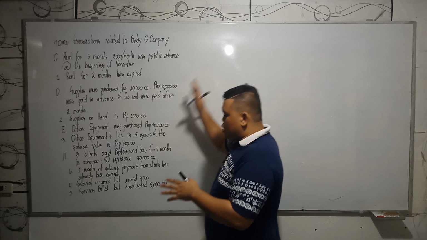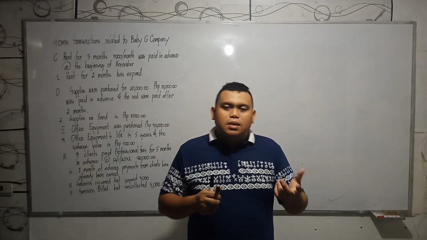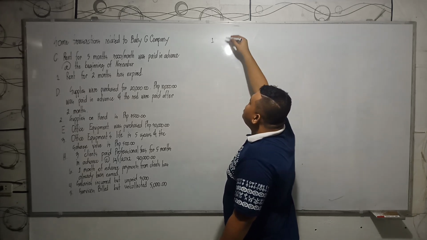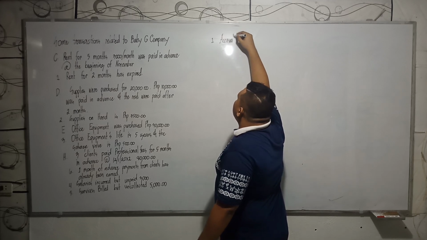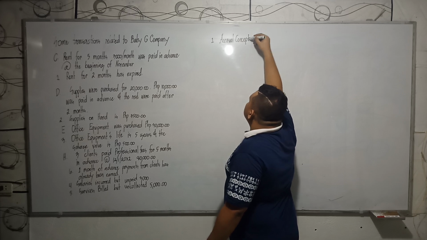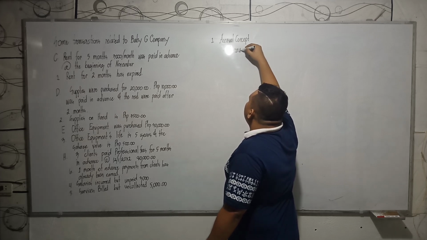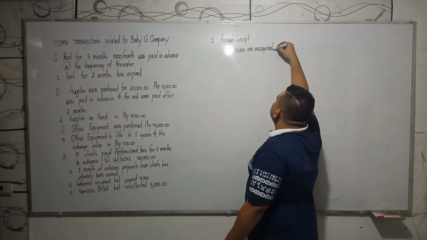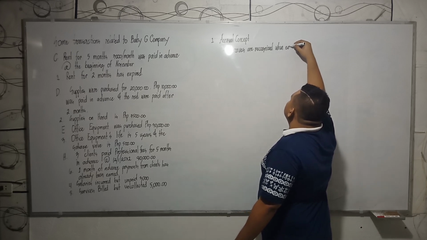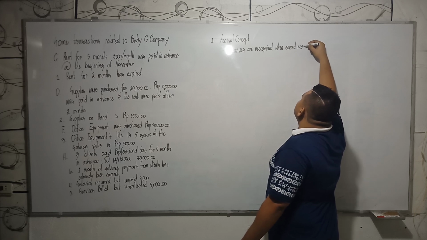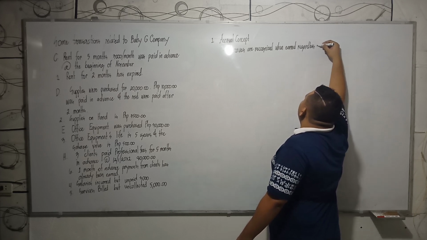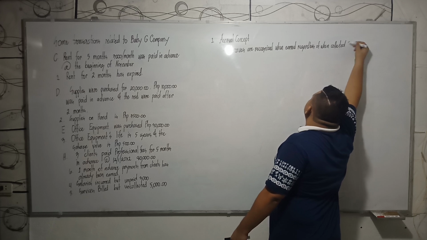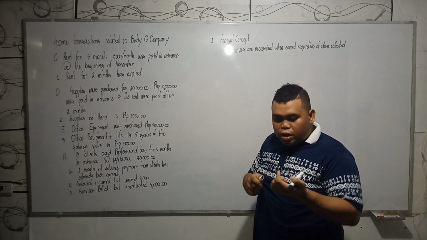But before we go to these transactions and to adjusting journal entries, let me remind you again of two things. The first one is that we have the accrual concept, in which the accrual concept states that revenues are recognized when earned, regardless of when collected. Simply stated, you're going to recognize revenues when you already earned it.